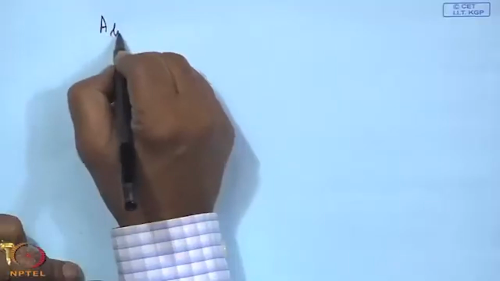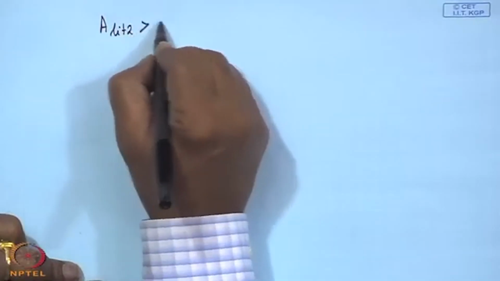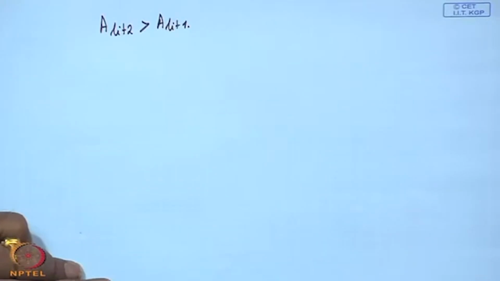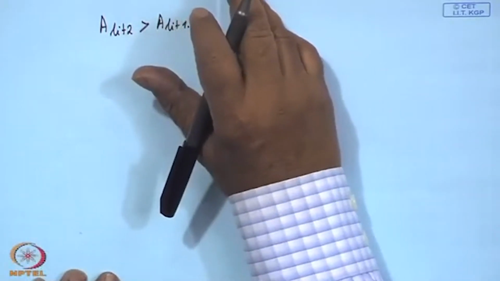So, A lit 2 is always greater than A lit 1. So, in one sense my shading factor here will be overestimated, rather than underestimated. It assumes that more area is covered rather than less area. Okay. So, that is about it.